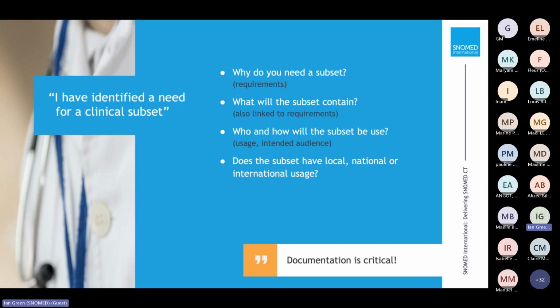So why do you need them? What's going to go in the subset? Who and how will it be used? What's the usage? Is it local, national, international? And then the important one at the end is who will be responsible for the creation and maintenance of the subset. It can't be one person. It's no good saying the national subset for whatever, we're going to say one person is going to be responsible for this, and then in 18 months' time, he gets promoted, and everybody's going, oh, what am I going to do with the subset? So it can't be identified to one person, but it does need to have an owner.